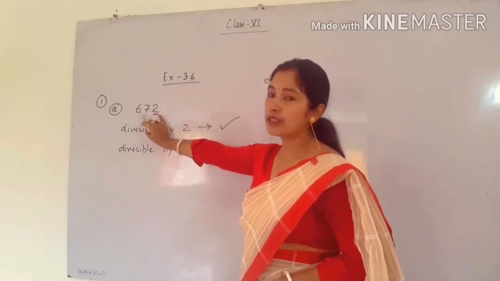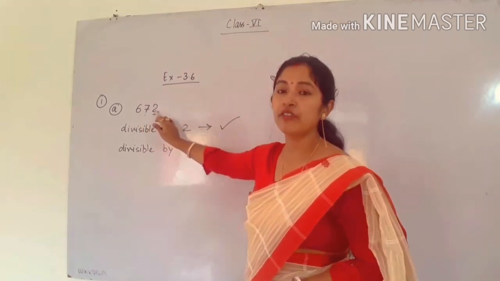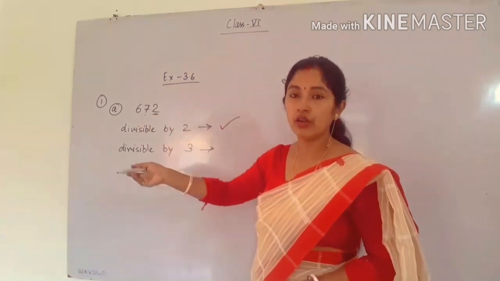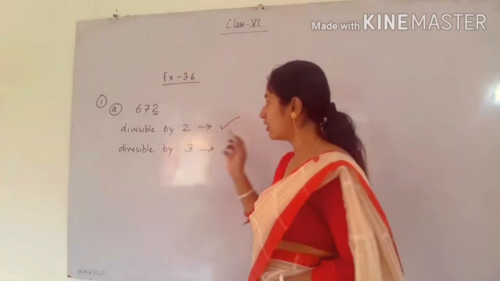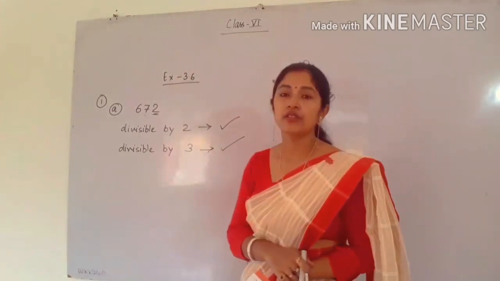6 plus 7, 6 plus 7 will be how much? 13. 13 plus 2 will be 15. So 15 is divisible by 3. Therefore, 672 is also divisible by 3.